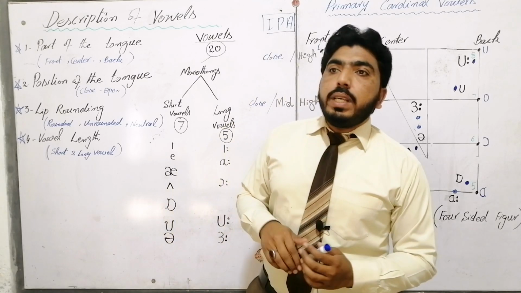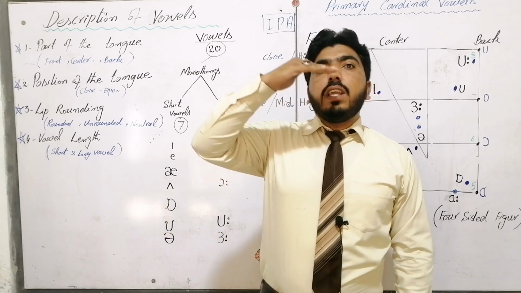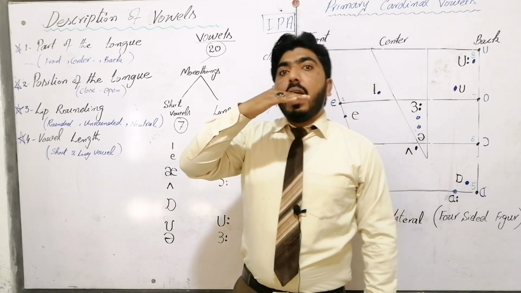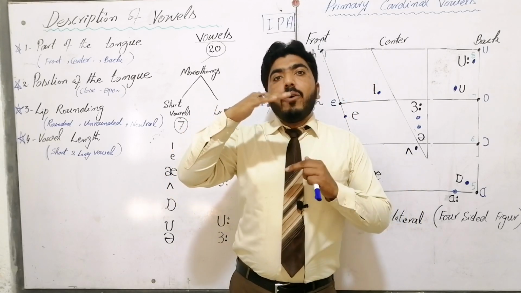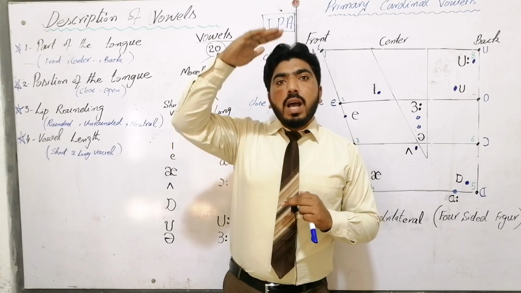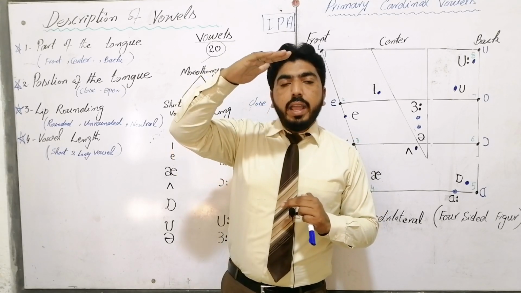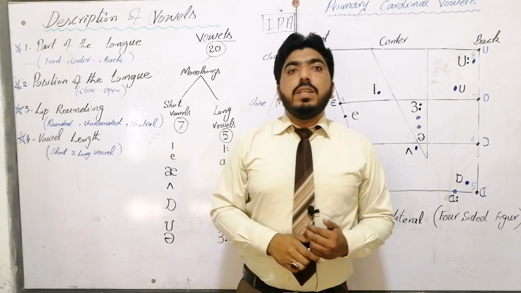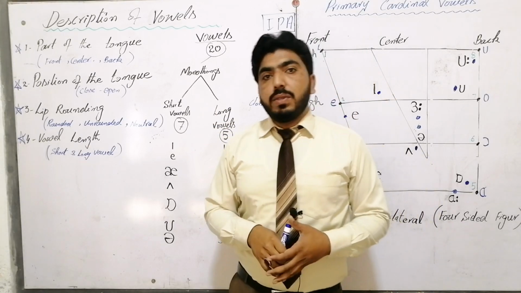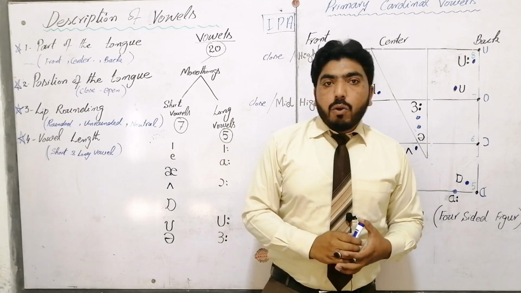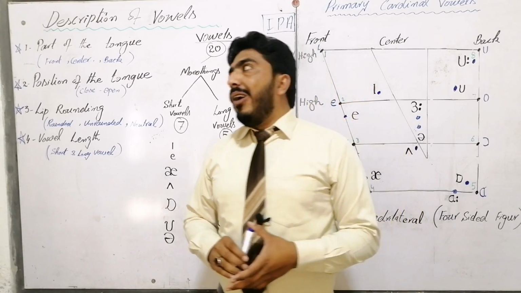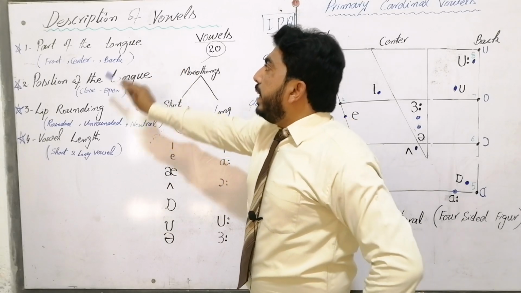And sometimes we see the tongue is very close to the upper jaw and the upper hard palate, as we call it. On the basis of this position, how high or how low the tongue is during the production of these sounds, we give different terms like close or open. So vowels can be described on the basis of these three criteria.